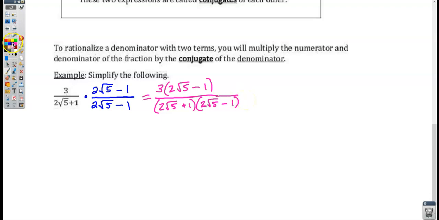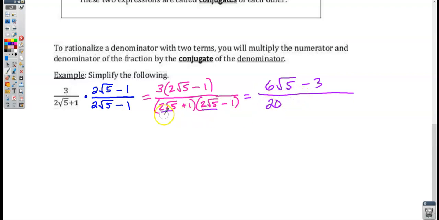All right, and now I'm going to go through the algebra to do this. This is going to be 6 square root of 5 minus 3 in the numerator. And in the denominator, I'm going to have 2 square root of 5 times 2 square root of 5, which is going to be 2 times 2 times square root of 5 times square root of 5, which is 4 times 5. That's going to be 20.